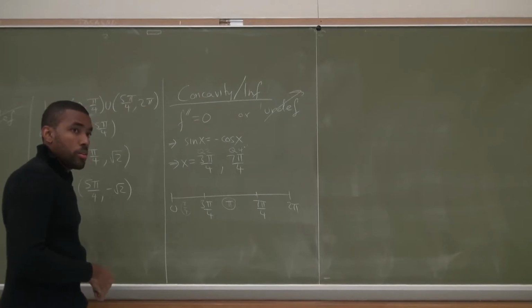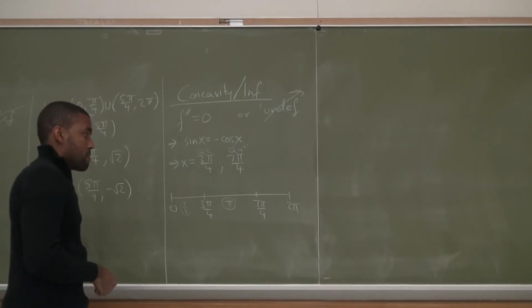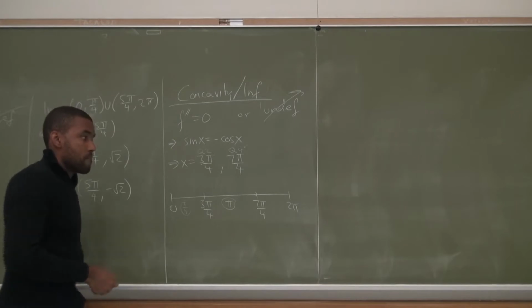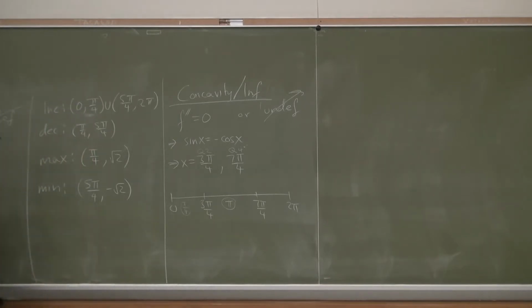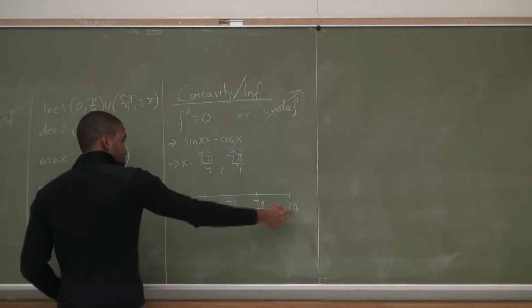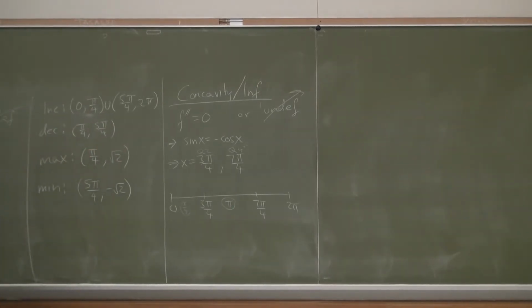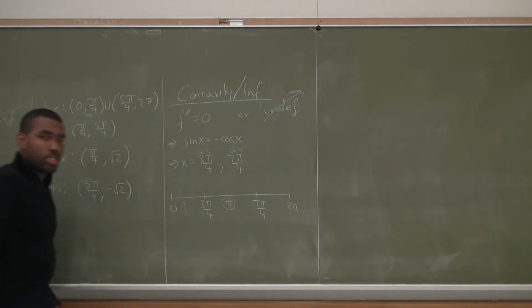What's the number between there? What's the number between 7π/4 and 2π? How do you find that? 8π over 4π. Can I put 8π over 4? That gives us 2π, so that's going too far.